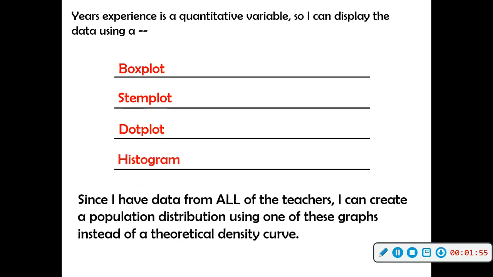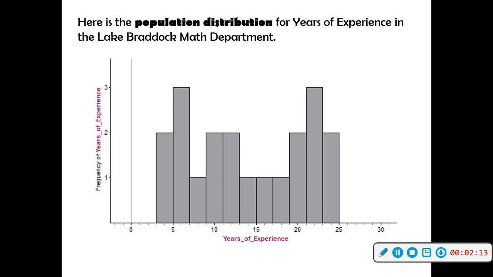Since we know the data from all of the teachers, what I will make is a population distribution using one of these graphs. Since I have the data from every teacher, I could make a histogram, and that would be an actual population distribution. And here that is. We've got our years of experience on the x-axis with the frequency on the y-axis. Again, this is a population distribution, so every one frequency here represents one teacher within the population.